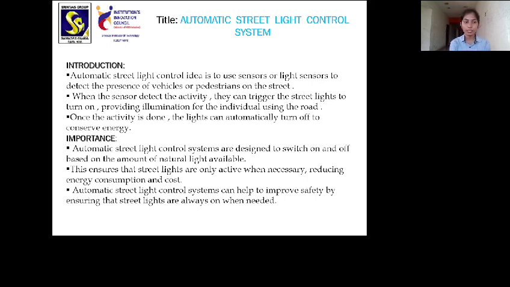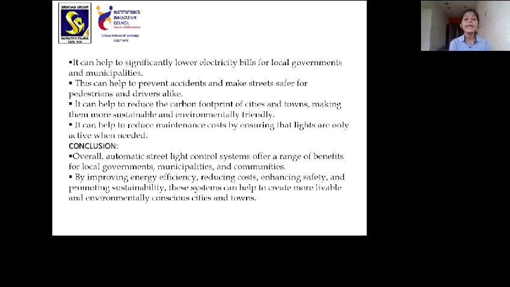The importance. Automatic streetlight control systems are designed to switch on and off based on the amount of natural light available. This ensures that streetlights are only active when necessary, reducing energy consumption and cost. Automatic streetlight control system can help to improve safety by ensuring that streetlights are always on when needed. It can help to significantly lower electricity bills for local governments and municipalities.